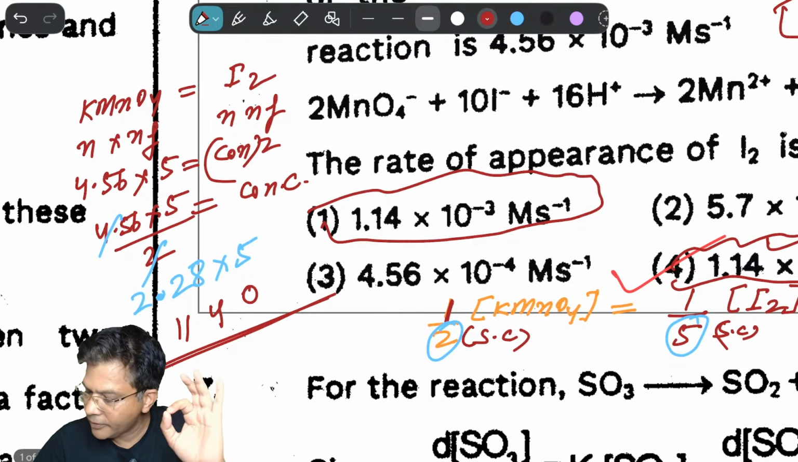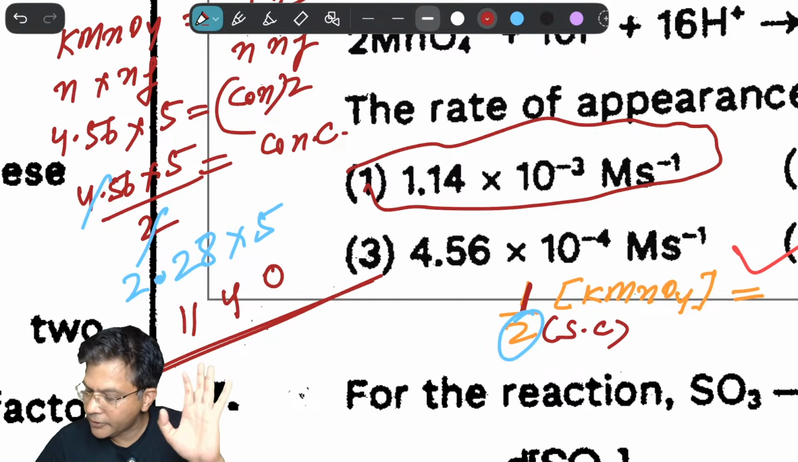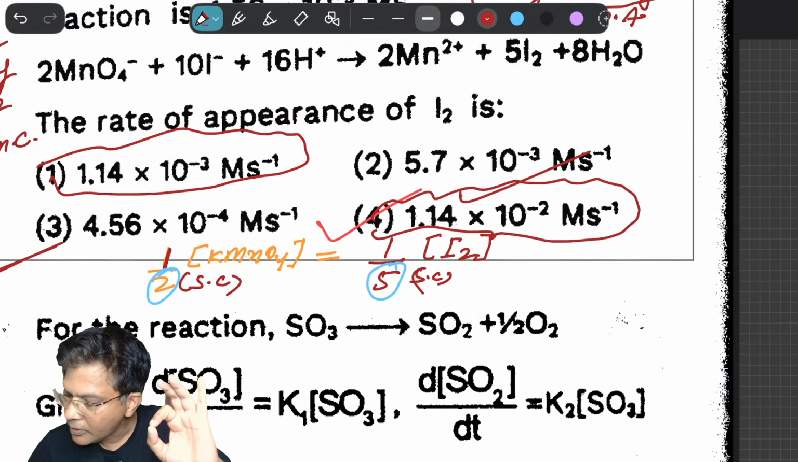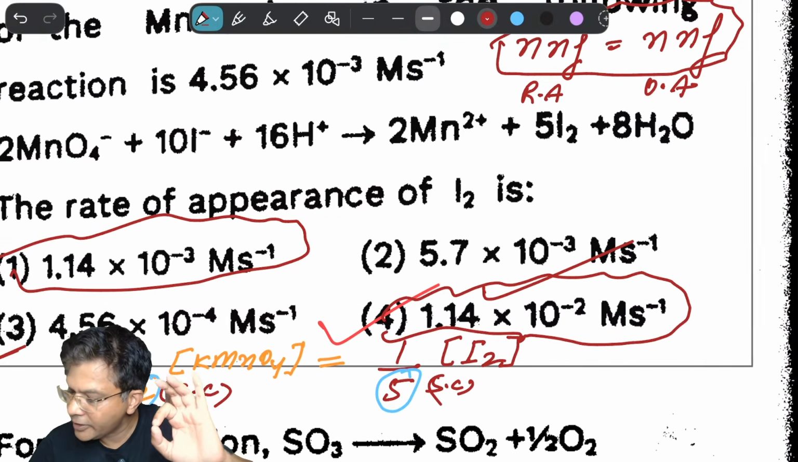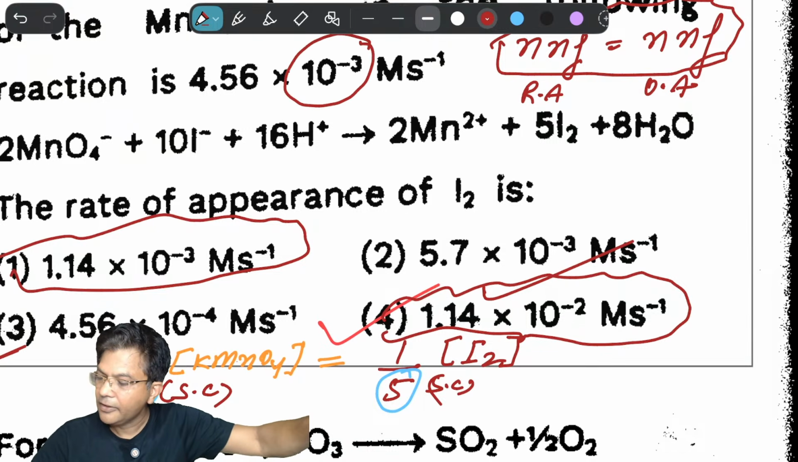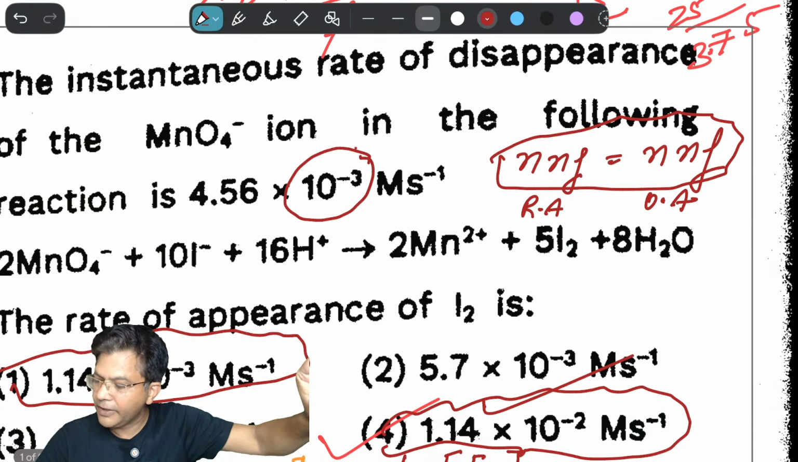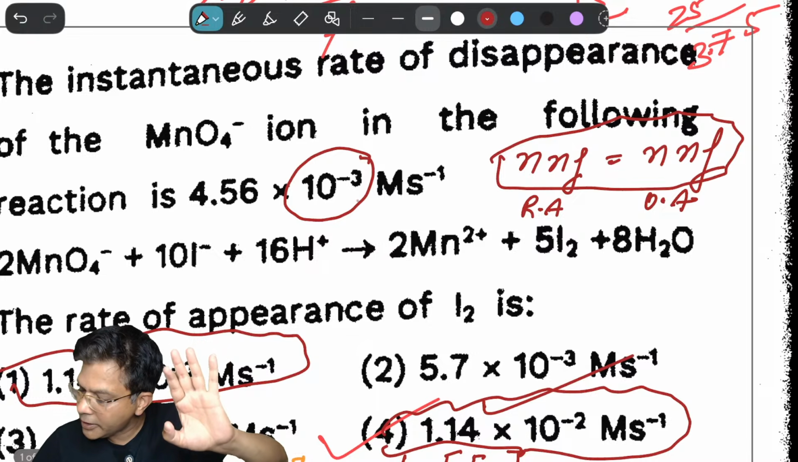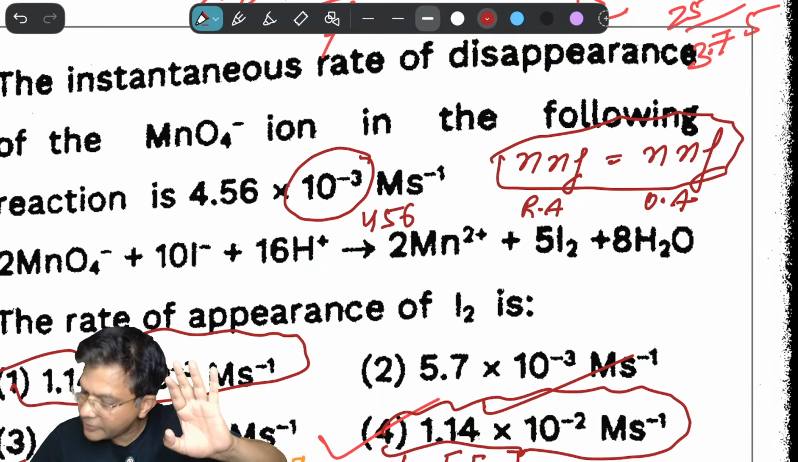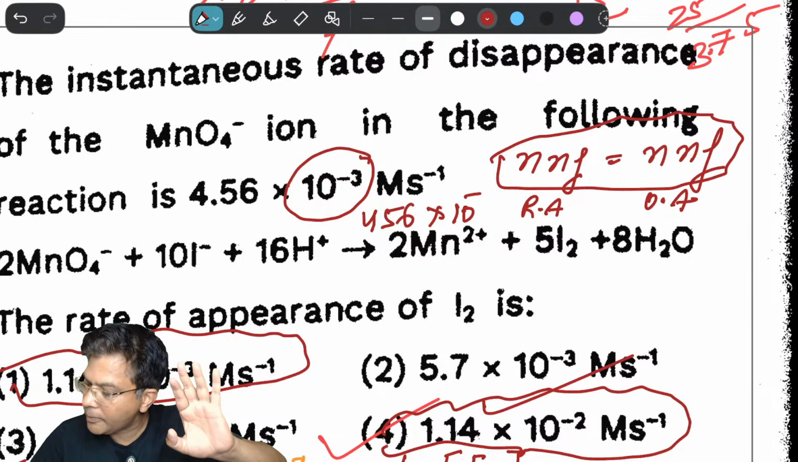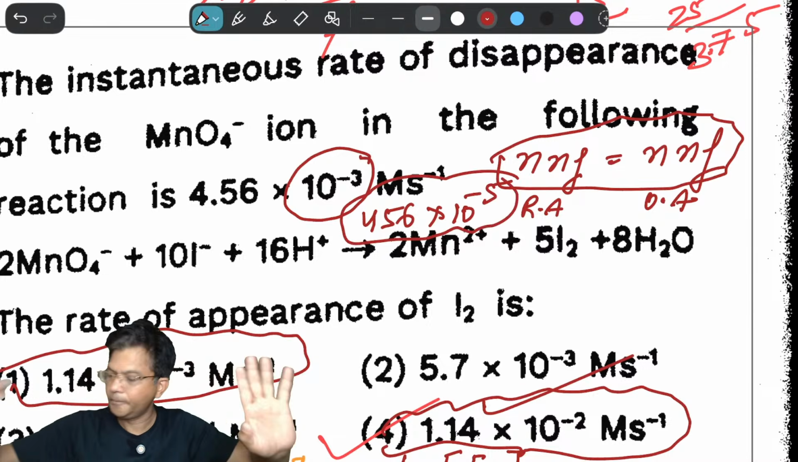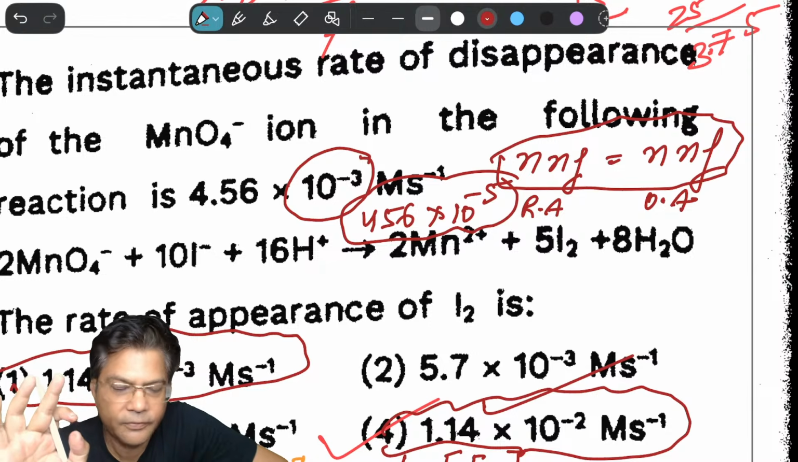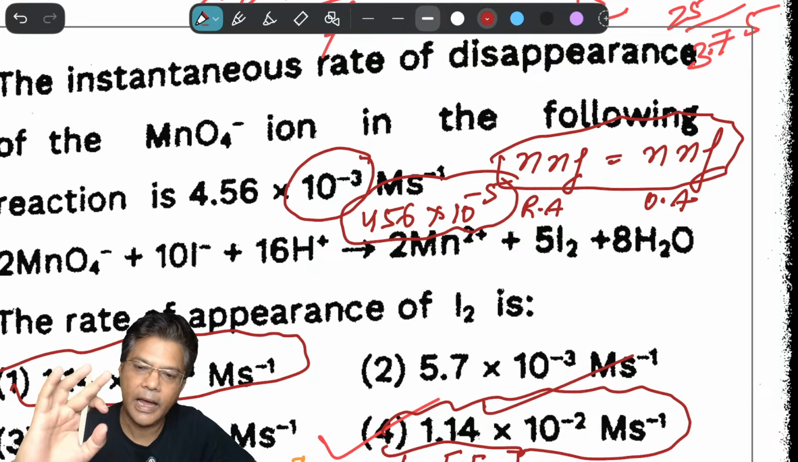See, everyone, whenever the point is there, it's always better that you write like this: 4.56 into 10 raised to power minus 3. While solving it, we have forgotten to take it. So better to write this quantity as 456 into 10 raised to power minus 5. Always start from here. You are supposed to start from here. 456 into 10 raised to power minus 5. Can I write like this? Am I right or wrong?